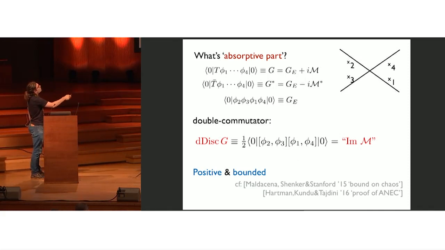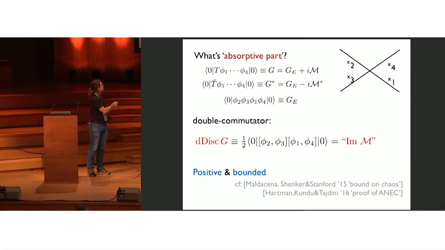So there's a natural absorptive part of a correlation function. This double commutator has very nice properties. For example, it's positive, it's bounded. It's been used in important works a couple of years ago. These properties, as well as some analytic properties, were the key to proving the bound on chaos and one of the proofs of the ANEC. So somehow these properties of this object encode unitarity and causality. And this is the ingredient that goes in there.